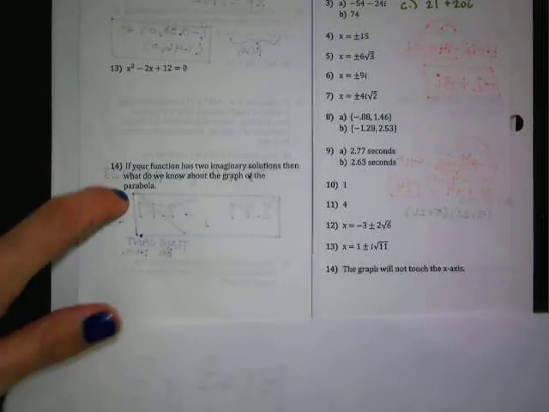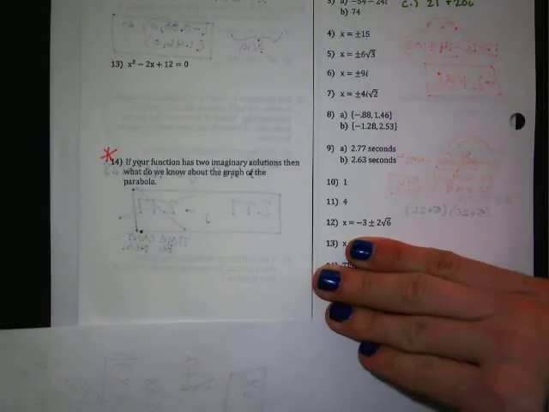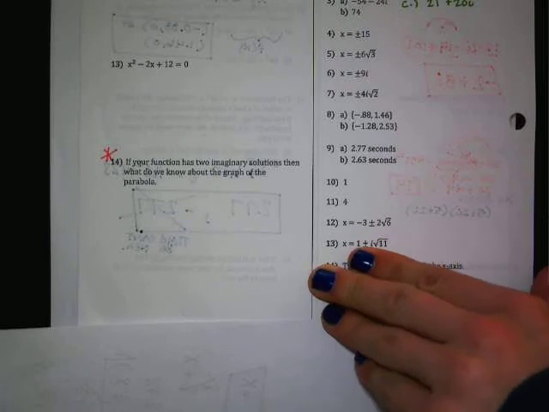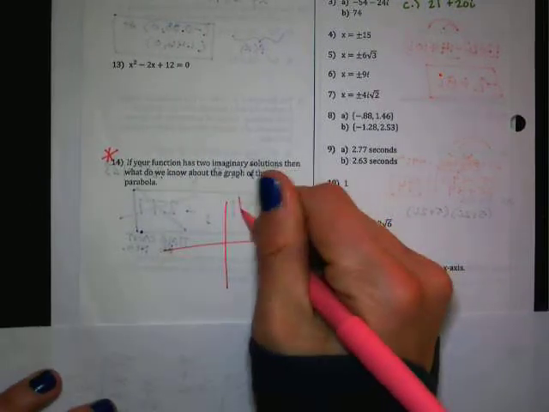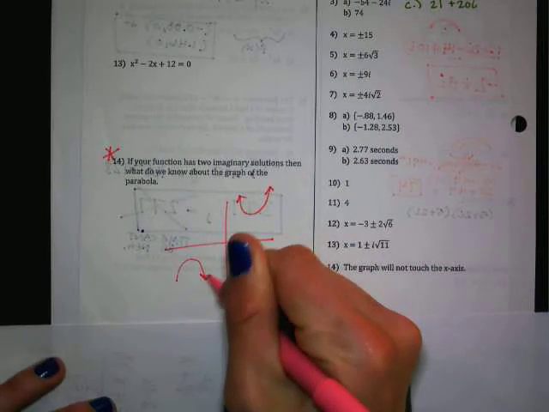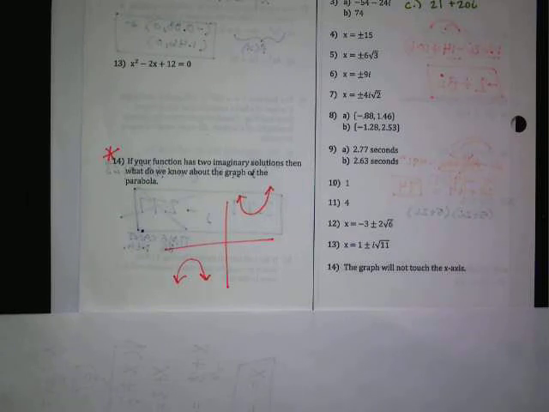All right, just one question left before we are done. Number 14, which you definitely have a question like this on your test too, so if I were you, I'd star it. If your function has 2 imaginary solutions, then what do we know about the graph of the parabola? Think about it. If your graph has imaginary solutions, then your solutions aren't real, right? They're imaginary, so they cannot cross the x-axis. So your parabola is not going to touch the x-axis if your solutions have the i, because they're imaginary. They're made up. They don't exist. They are not on the number line.